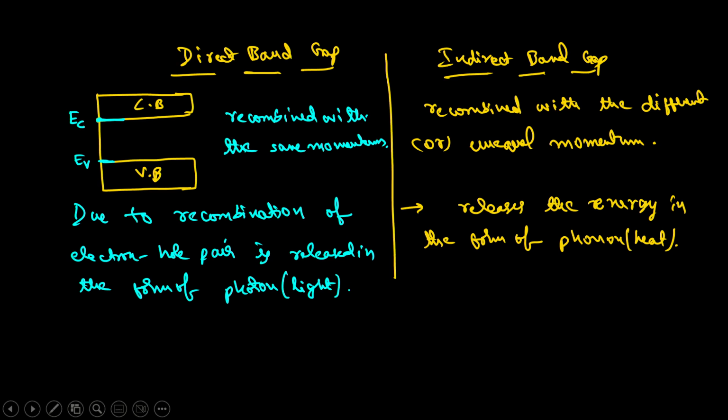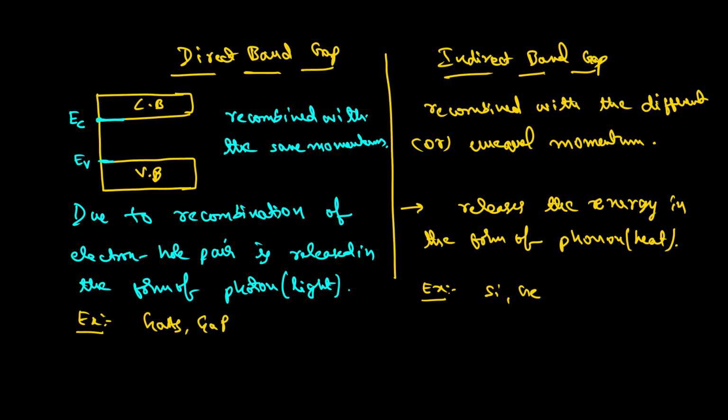If the semiconductor follows the indirect band gap, then it is called an indirect band gap semiconductor. Those are silicon and germanium. These come under indirect band gap semiconductors. The direct band gap semiconductor examples are gallium arsenide and gallium phosphide. These come under direct band gap semiconductors. Just here I am explaining.